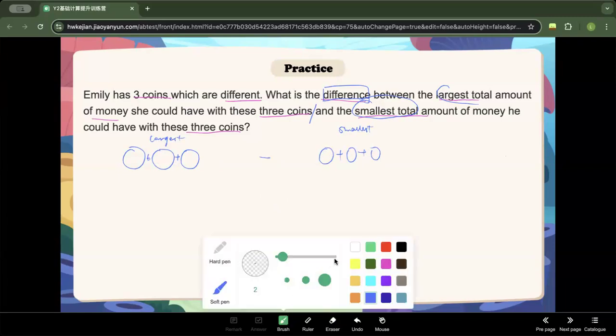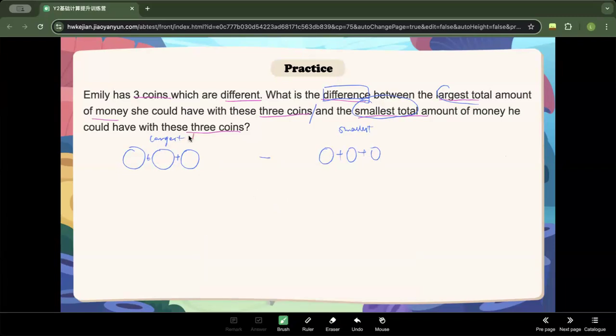So we're going to take a look at the largest total of the 3 coins. How can I find 3 coins with the largest total? Well, does anybody have some ideas?